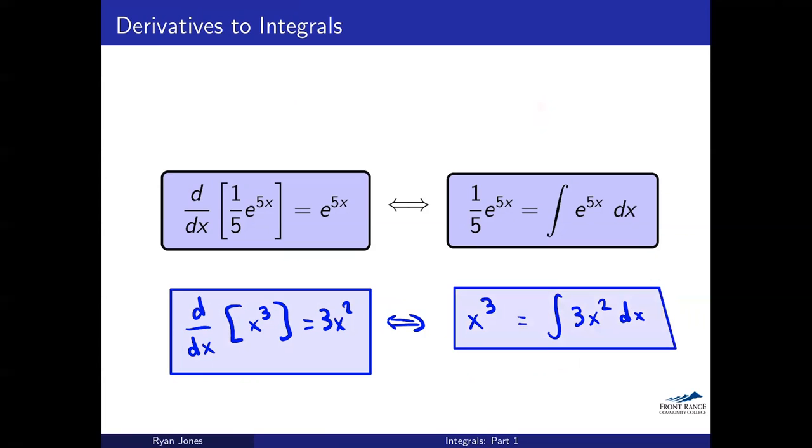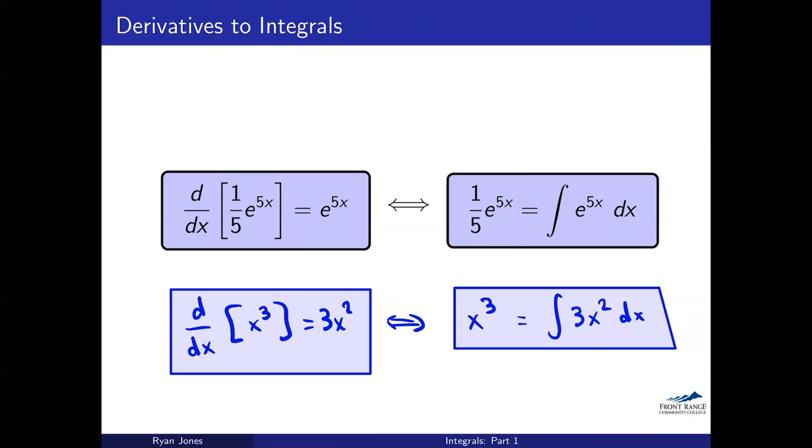They mean the same thing, but it depends on if you're talking about these things in the context of a derivative or an integral here. And so if I told you that the derivative of 1/5 e to the 5x, or if you calculated it and you got e to the 5x, what that means is that the integral of e to the 5x is going to be 1/5 e to the 5x. So those statements mean the same thing.